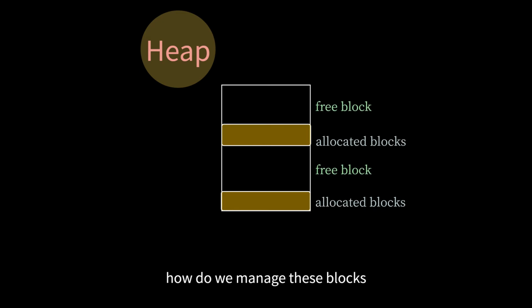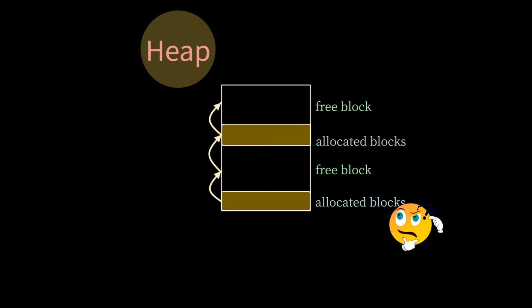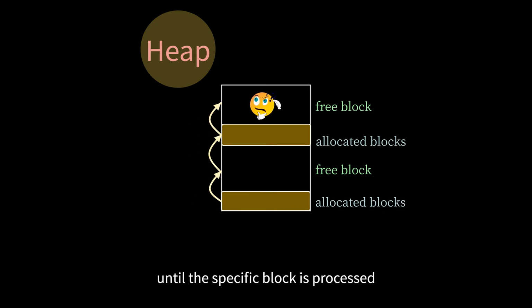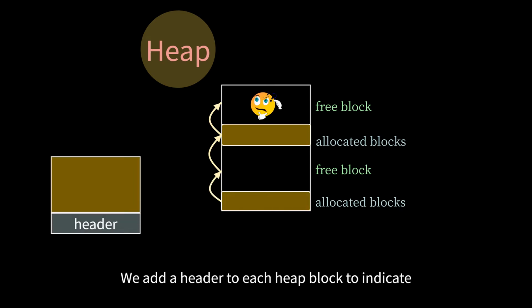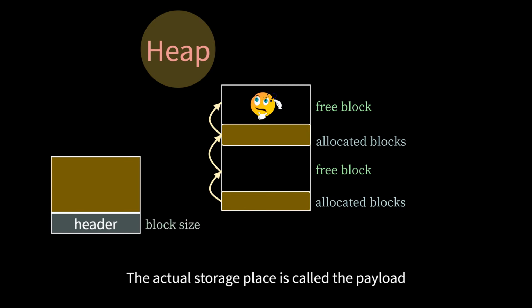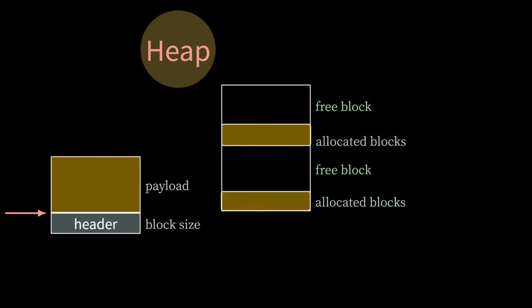So how do we manage these blocks? The simple way is to string them together, then start from the beginning and traverse one by one until the specific block is found. So how do we do it? We add a header to each block to indicate the size of the entire block. The actual storage space is called the payload, and the pointer returned to the developer is the starting address of the actual storage. At the same time, the memory in the heap generally uses 8 bytes as the basic unit.